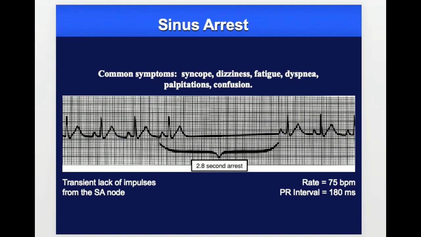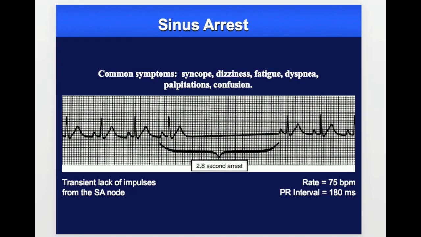Next is a sinus arrest. This is actually a transient lack of impulse formation from the SA node, followed by a period of ventricular asystole or very low ventricular rate. There is no relationship between SA node pauses and the basic cycle length. You can see this in the tracing.